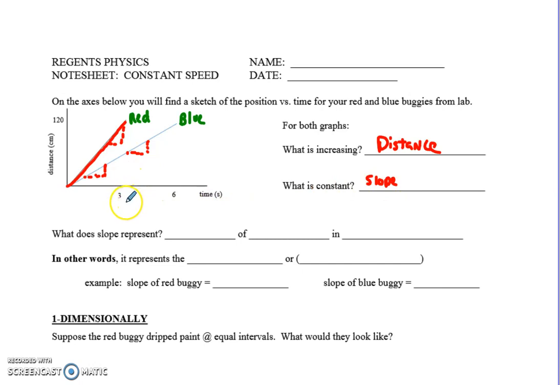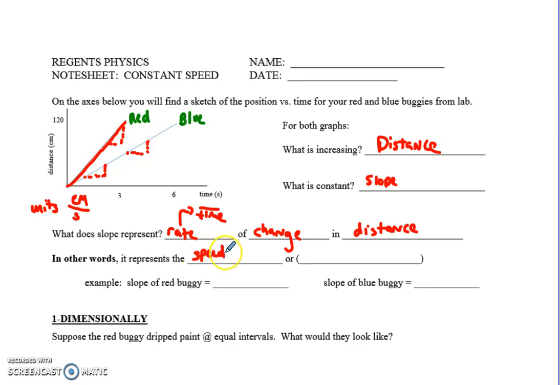So the next natural question is, all right, what does that slope represent? It's always a good idea to take a look at the units of the slope. It's a change in y, which would be centimeters over a second. So what it represents is the rate of change in distance. Now, when we talk about something being a rate, that means it's divided by time, so you notice seconds is in the denominator of the unit. In other words, what it represents is the speed of the two buggies. The term that we'll be using shortly is the velocity of the buggies, and we'll talk more about that in a little bit.